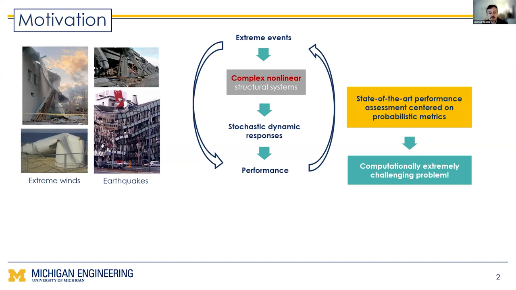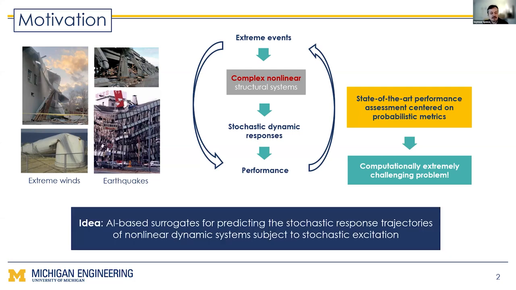So in order to really estimate the performance of these systems, ideally we would like the entire stochastic dynamic response. But this is a computationally extremely challenging problem. So the basic idea behind these surrogates was to use AI for predicting the stochastic response trajectories.